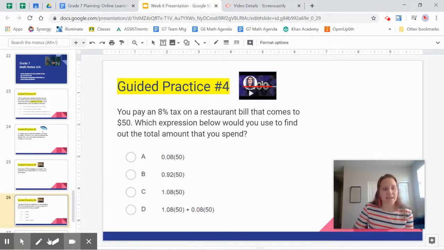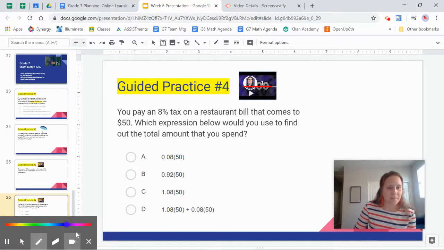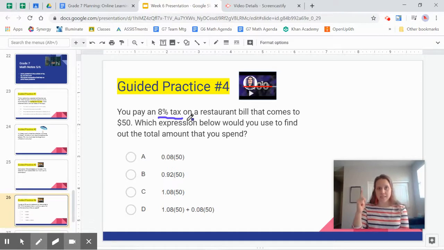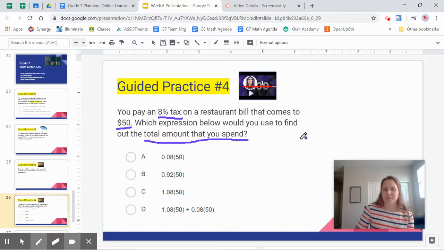All right, I know I'm gonna pay an 8% tax. A tax is an increase in the price that we pay that goes to the government for goods and services that we use. The subtotal on the restaurant bill was $50. And I'm looking for the total amount that I'm gonna spend at the restaurant. Is the total amount that I'm going to spend at the restaurant 8% of 50? No, the total amount that I spend on the restaurant is 8% of 50 plus the original $50, right?